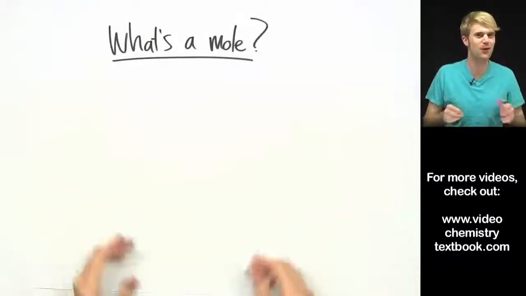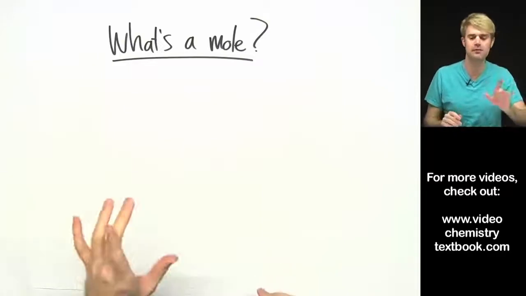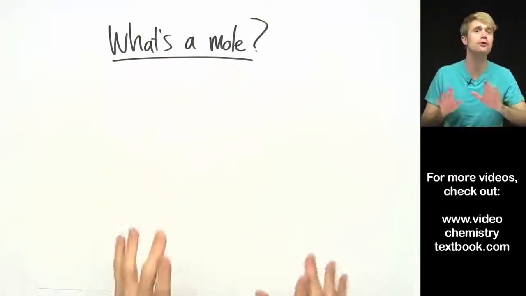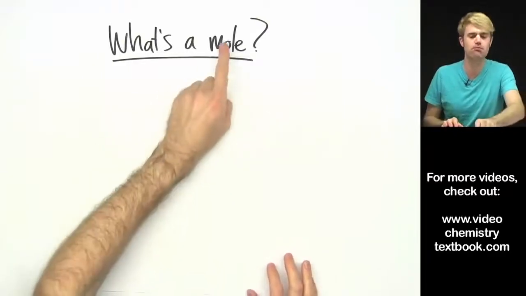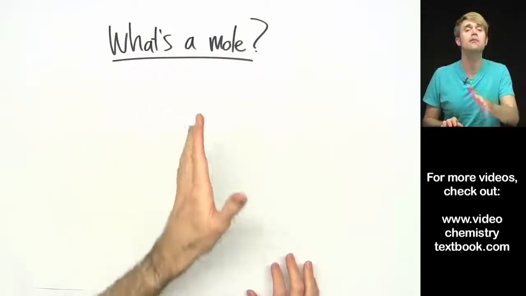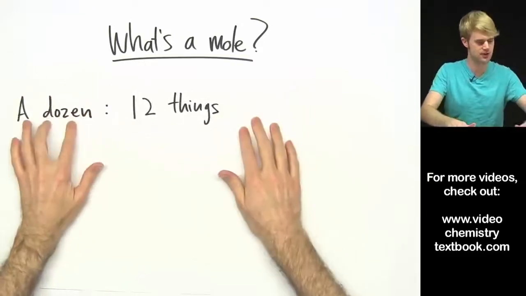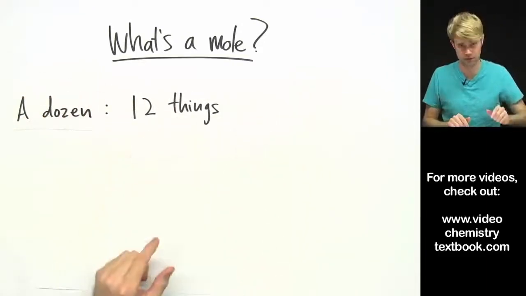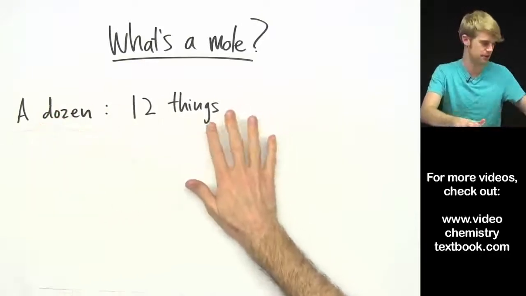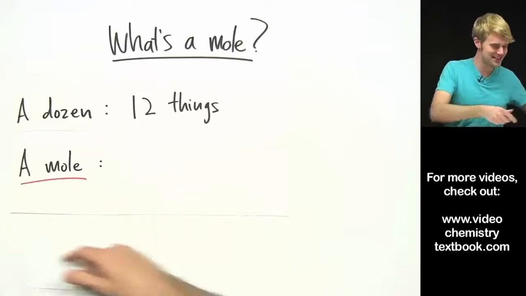So what's a mole? I'm not talking about the cute little furry creatures that live underground here. I'm talking about the kind of moles that are super important in chemistry. So a mole is a name for a specific number of things, okay? A mole is kind of like a dozen, right? A dozen is the name for 12 things. Now, a mole is like this, but it's way bigger than a dozen.